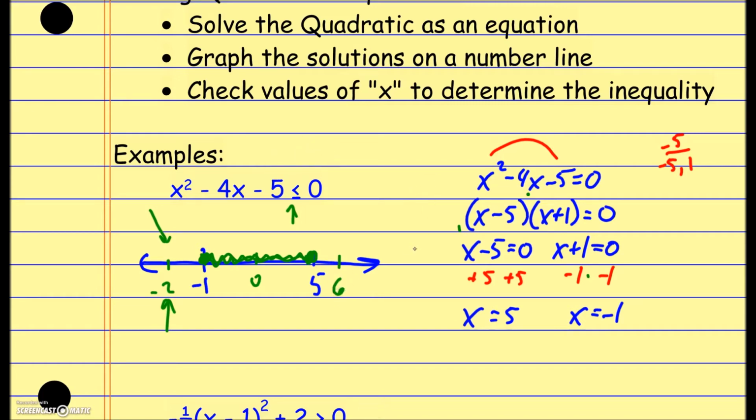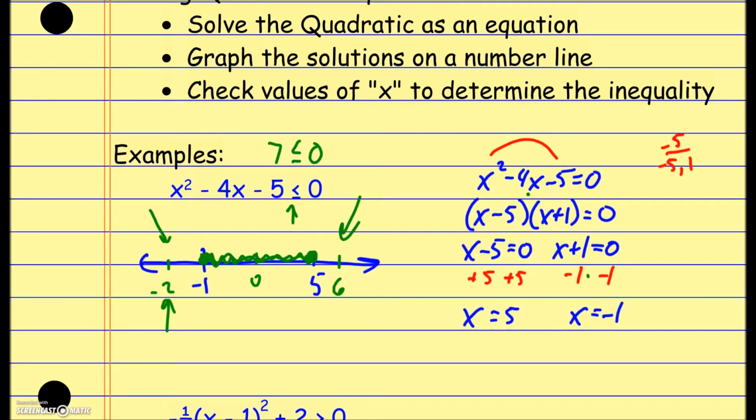And if I were to choose another point, maybe a 6 over in this section, I could test that point. And what's really neat here, and you should see this right away as you do a couple examples, is that if I plug the 6 in, that gives me a 36 minus 24, which is a 12, minus 5, which is a 7, so I get 7 is less than or equal to 0. Notice I get the same thing here because parabolas are symmetrical, so if I go 1 in each of those directions, it's going to give me the same thing. And we find out that that section doesn't work either.